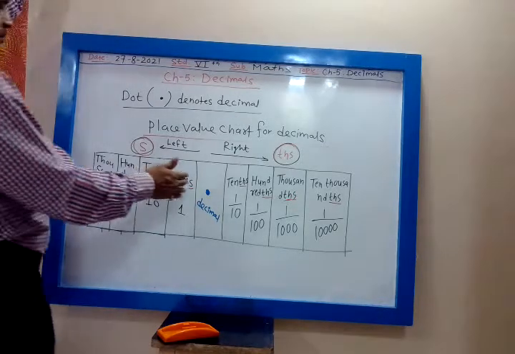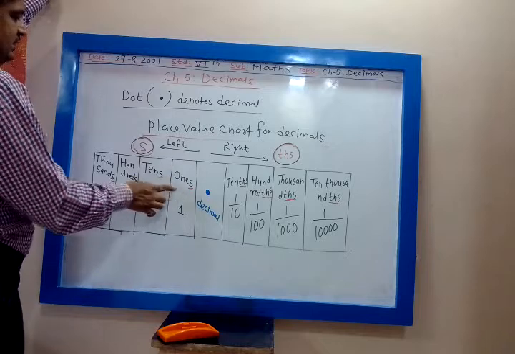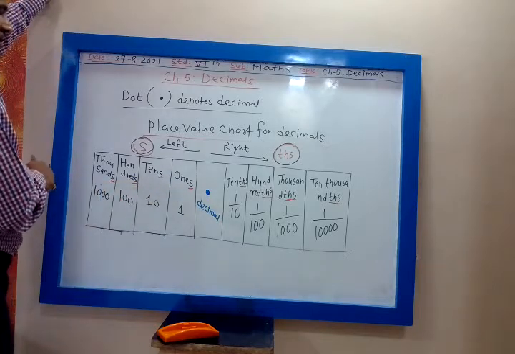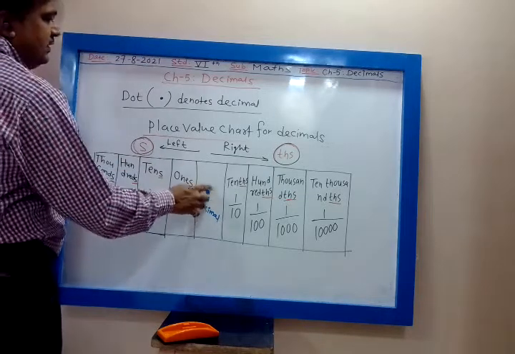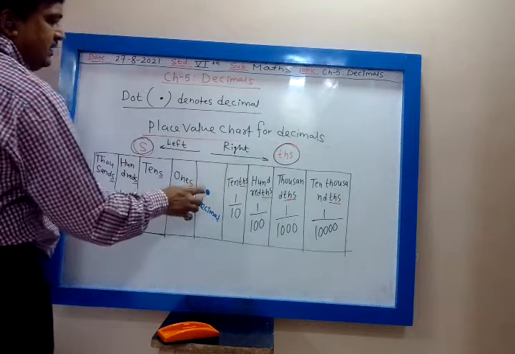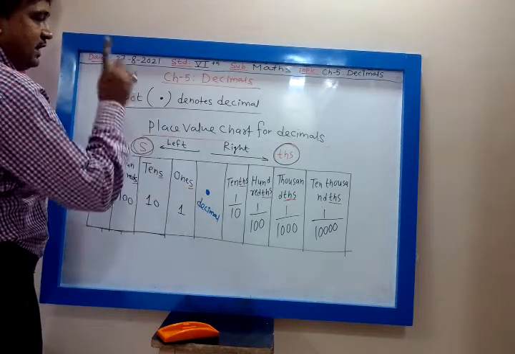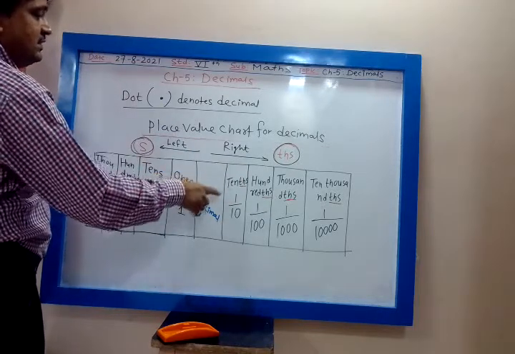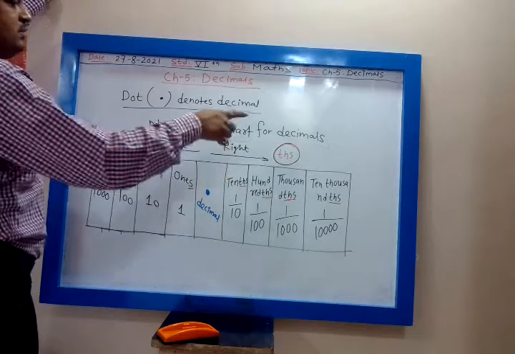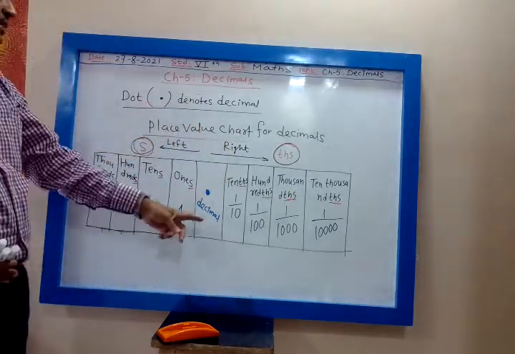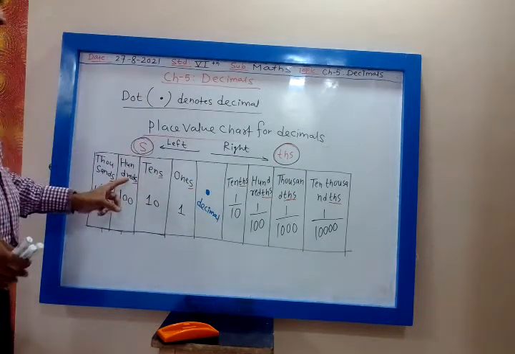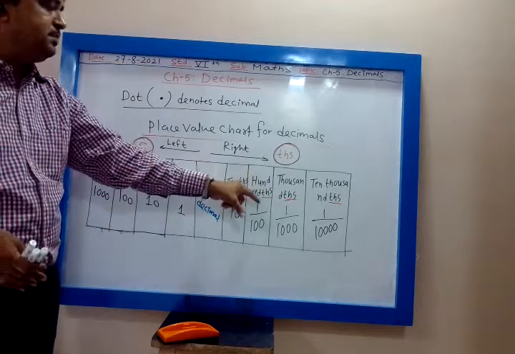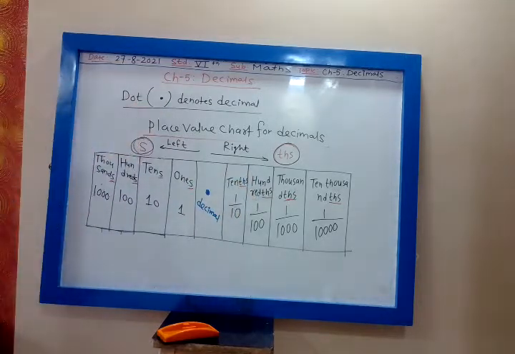So before decimal we have place values ones, tens, hundreds, thousands, ten-thousands. We use the suffix S before decimal. After decimal we use the suffix THS. But after decimal it will not start with ones. It will start with tenths, hundredths, thousandths, ten-thousandths. Tenths means 1 upon 10. See, ten means 10, but tenths means 1 upon 10. Hundred means 100, but hundredths means 1 upon 100. Okay, that is the place value.